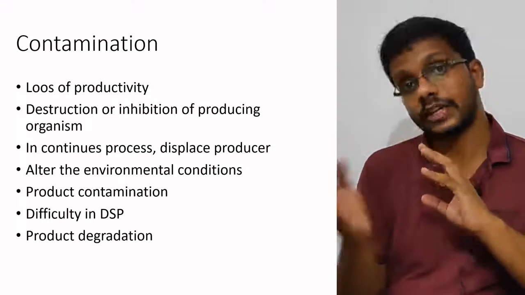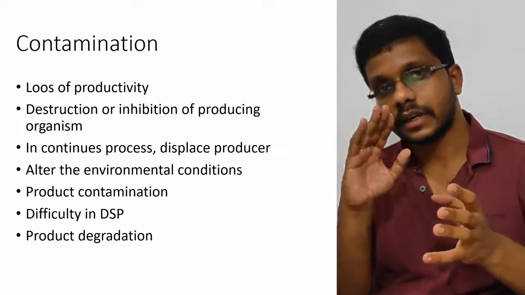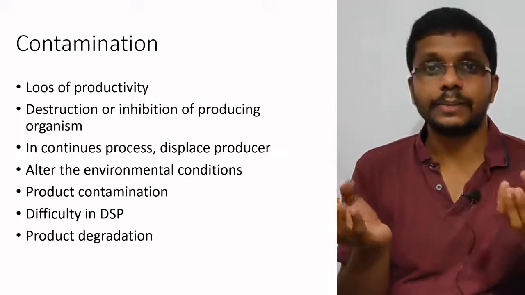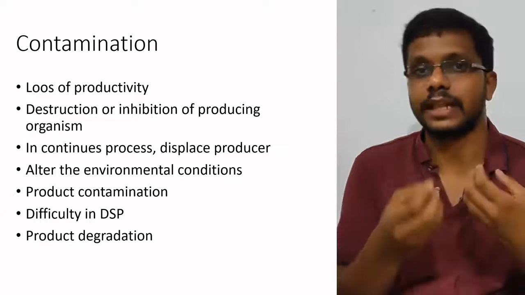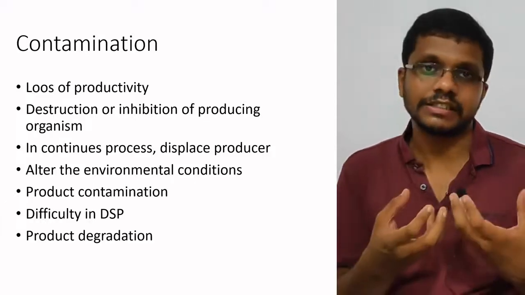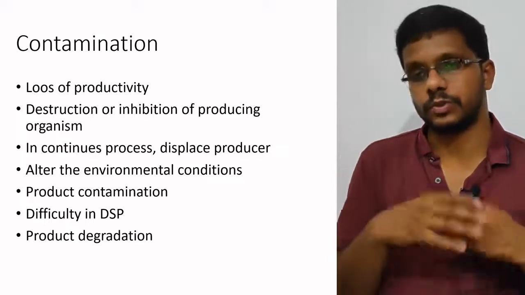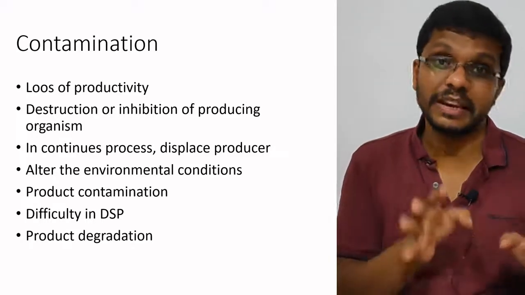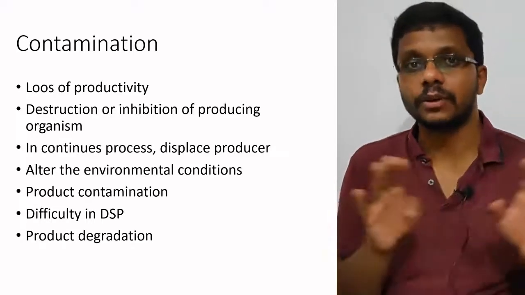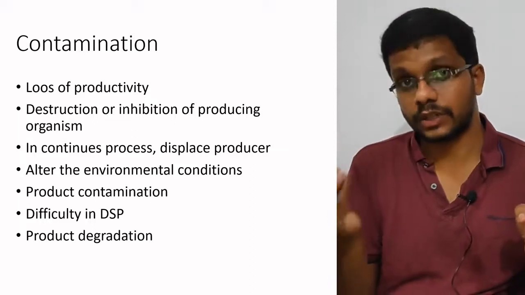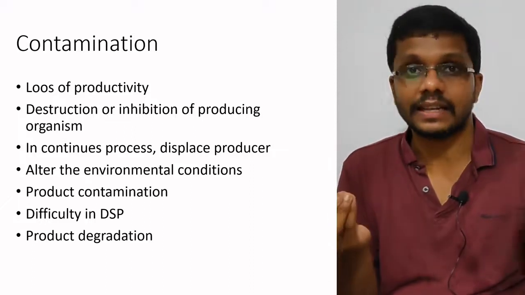Difficulty in downstream processing. Sometimes the products produced by the contaminating organism and our desired product may have similar physicochemical properties. In those cases, we need to do extra steps to separate these two. So it complicates downstream processing. In some cases, we cannot do that. We cannot separate the product produced by the contaminating organism and our desired product.